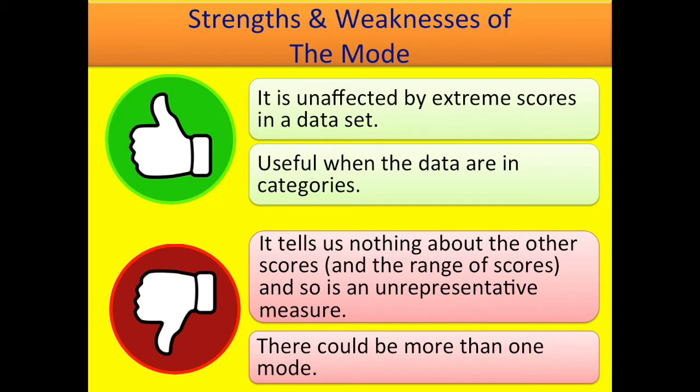The strength of the mode is that it's unaffected by extreme scores, those outliers in a data set, and it's useful when the data are in categories. However, a disadvantage is that it tells us nothing about the other scores and the range of scores, and so it's an unrepresentative measure. And also, there could be more than one mode, and that's the one that I remember most and that I would use in the exam. If they ask you for one limitation of the mode, you could just say there could be more than one mode.